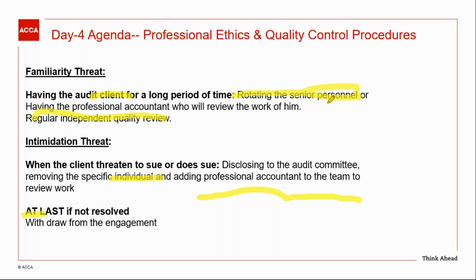Now we are going to discuss the last threat, that is the intimidation threat. So what do you say? What is the intimidation threat? Listeners, what is the intimidation threat?